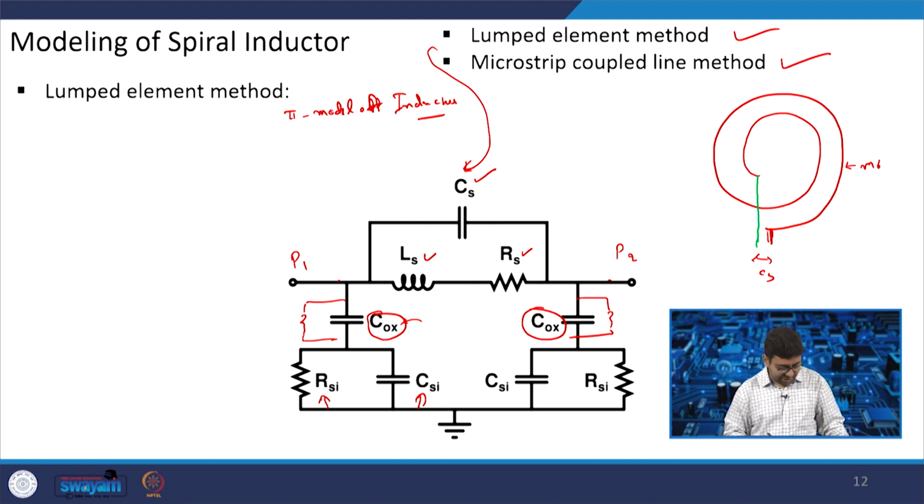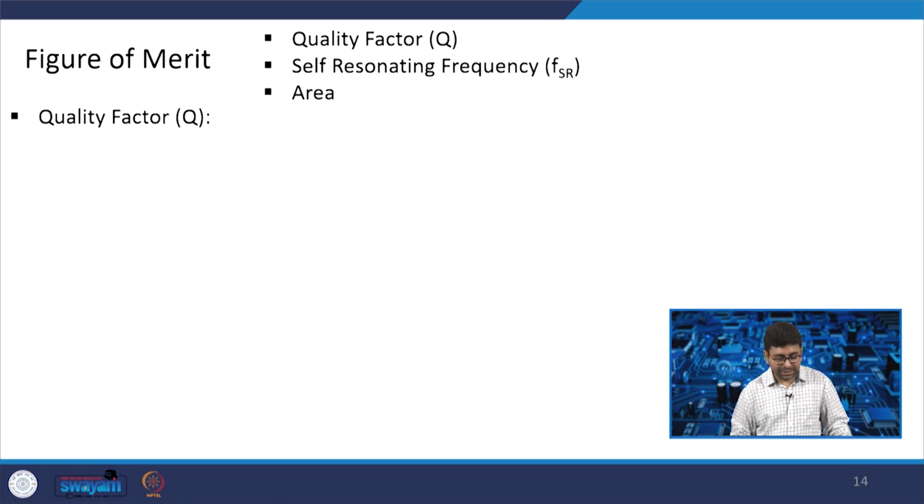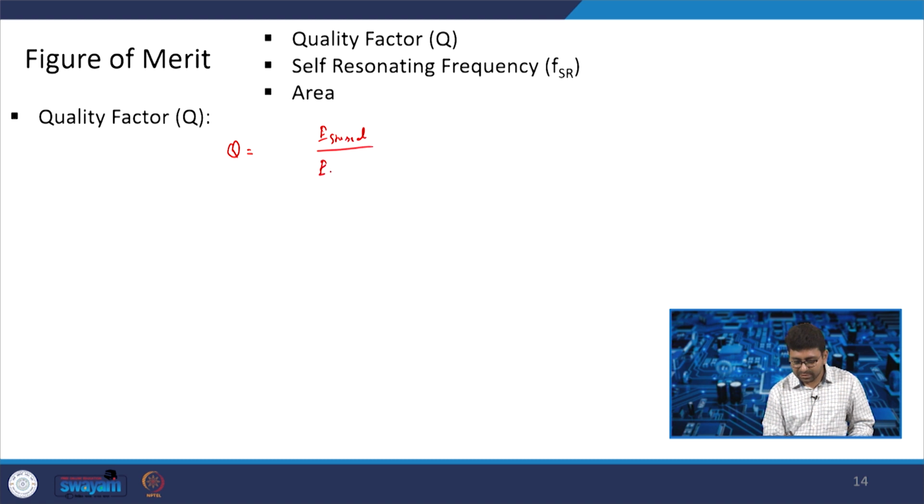So, now we will go for the figure of merit of the inductor. One of the figures of merit of an inductor is the quality factor. We already have seen in the last class, quality factor is nothing but the energy stored by the energy lost per unit frequency omega, and we also have defined that if you have impedance Z in, then we can write Q equal to the imaginary part of Z in by the real part of Z in, or if it is Y in, then it is the imaginary part of Y in by the real part of Y in.